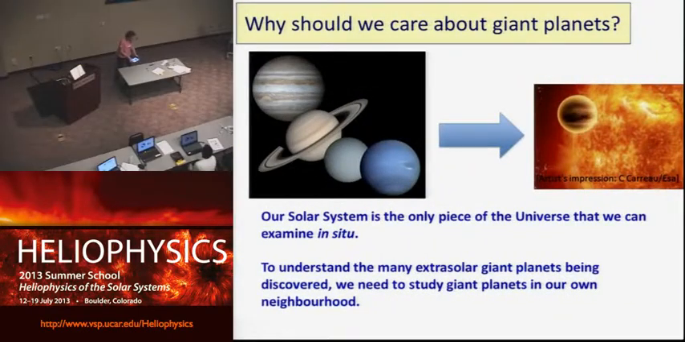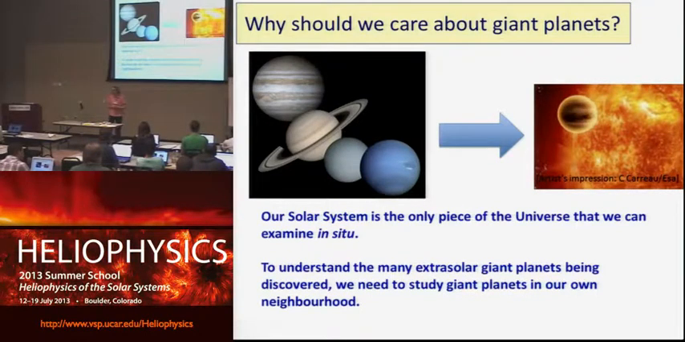First of all, we can ask ourselves, why should we care about the outer planets, Jupiter, Saturn, Uranus, and Neptune? Well, they are interesting by themselves. As Fran mentioned this morning, their moons, Jupiter has more than 60 moons, most of them within the magnetosphere, and some are very active. They interact with their planet.